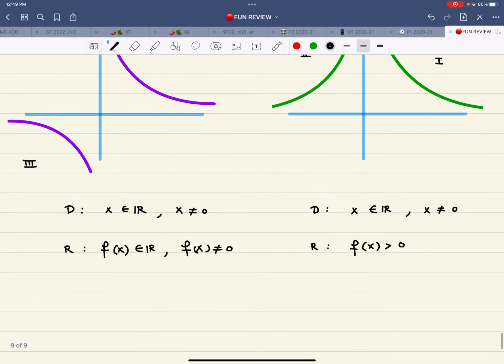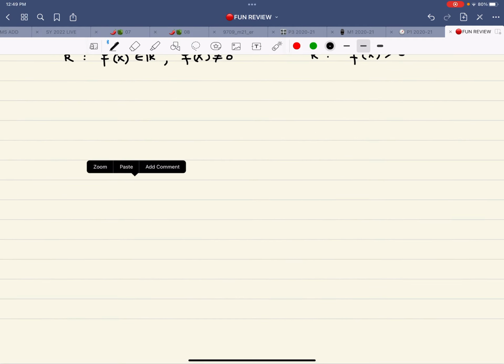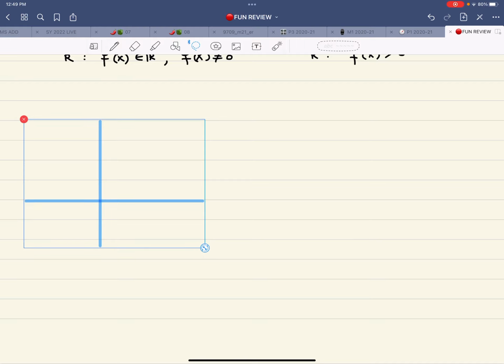Now what if I apply a negative sign to each one of them, and that is in transformation of functions.